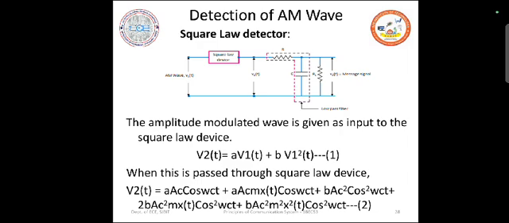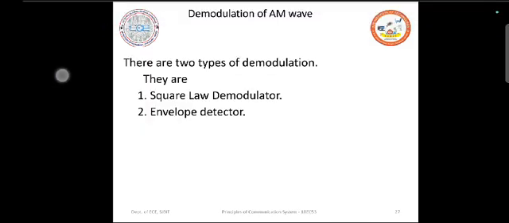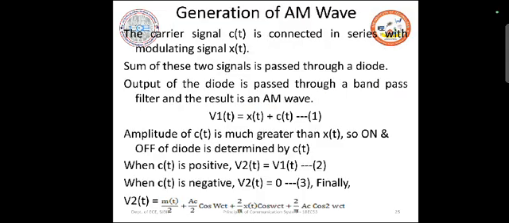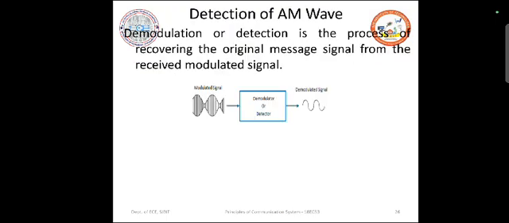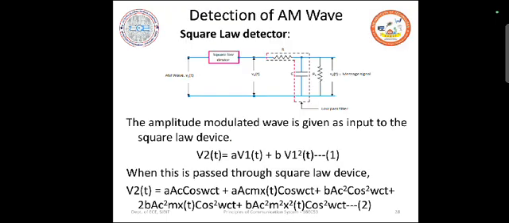When this is passed through the square law device, what we get is an output which is v2 of t. When you expand it after substituting for v1 of t, which is your AM signal, which was dealt with earlier, right here, if you can see this equation, the equation written at the end for v2 of t becomes the input to the signal here, which after expanding you get as equation number 2.